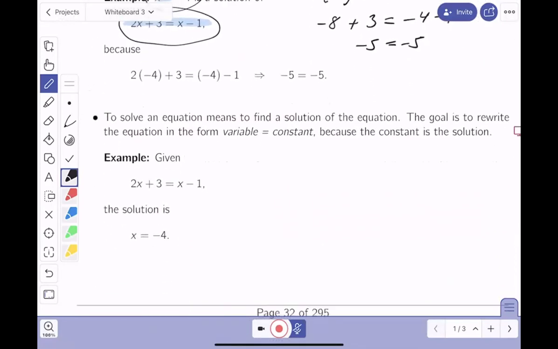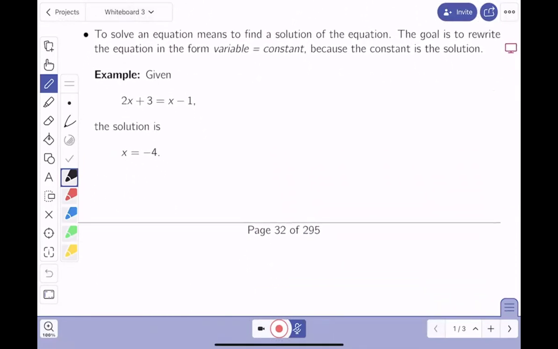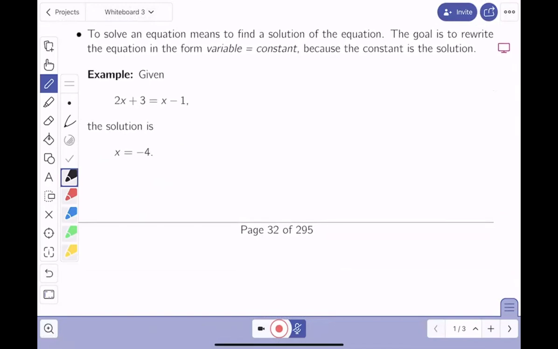All right. So let's talk about the next thing up, which is to solve an equation. All right. So we'll talk about this now. We're talking about solving an equation. So to solve an equation means to find a solution. We want to find a solution of the equation. What does that mean? Some condition that makes the equation a true statement, just like we did before.